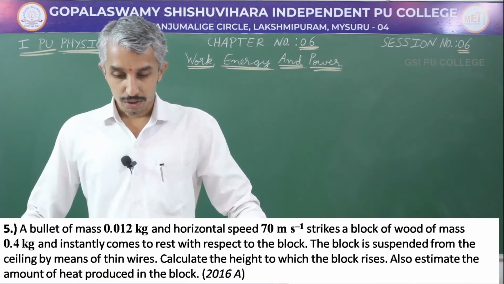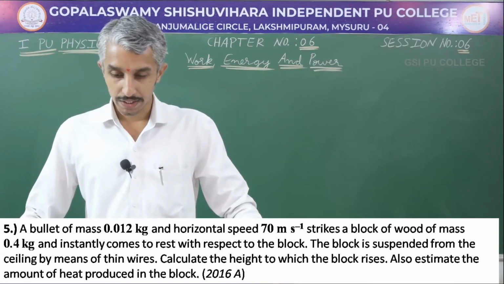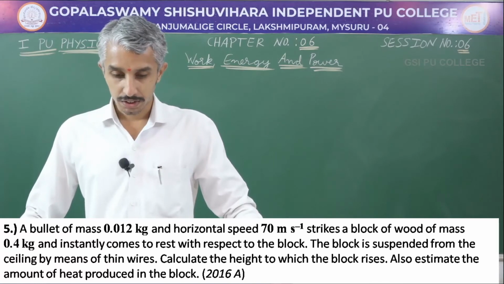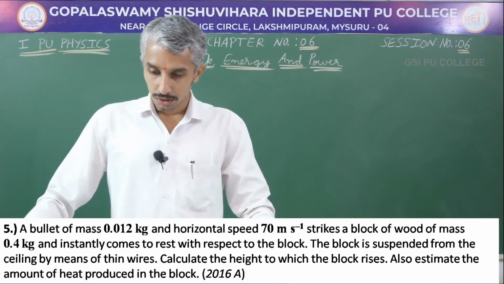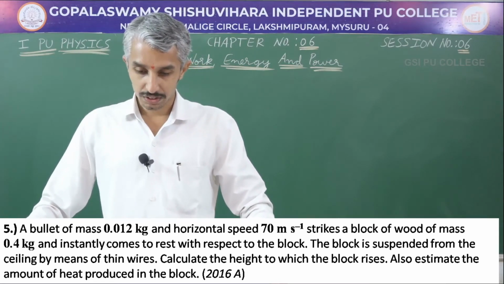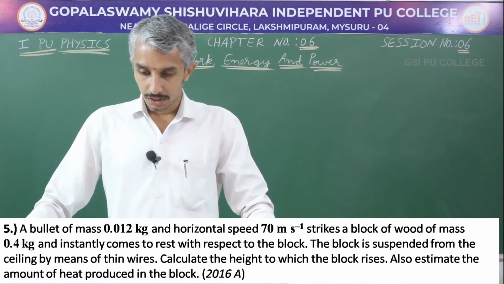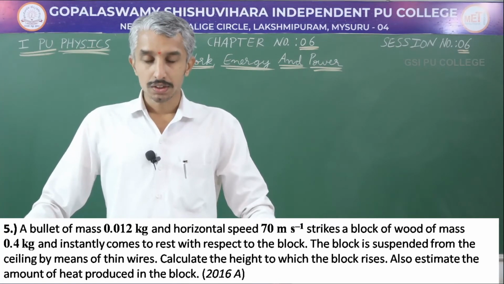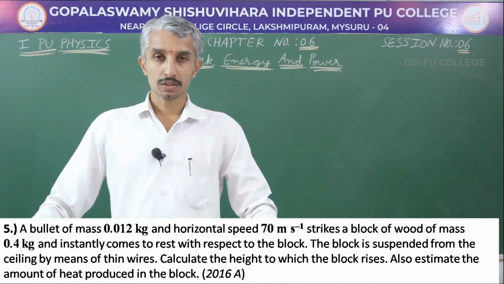A bullet of mass 0.012 kg and horizontal speed 70 meter per second strikes a block of wood of mass 0.4 kg and instantly comes to rest with respect to the block. The block is suspended from the ceiling by means of thin wires. Calculate the height to which the block rises. Also estimate the amount of heat produced in the block. So let us note down this. This is the question asked in the 2016 annual paper. Let us solve it.